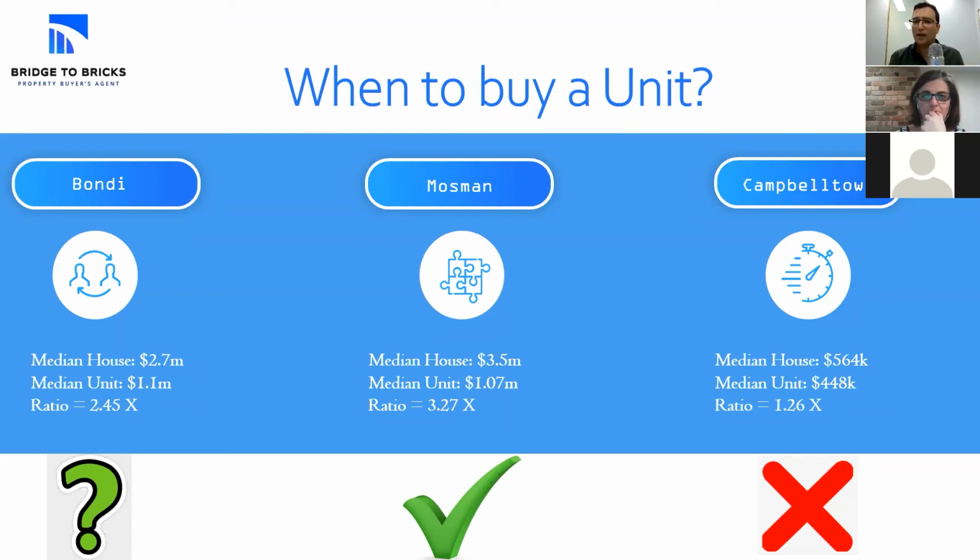Now, lots of other examples. The cheapest suburb in Sydney for a unit is probably Vaucluse, where the house is about 4.5 times the price of a unit. Of course, Vaucluse is a very expensive suburb, but that's an extreme example of disparity between unit and house prices, where units are quite attractive as an investment.